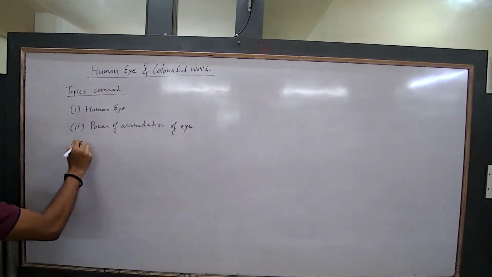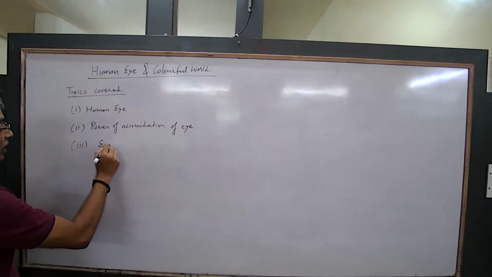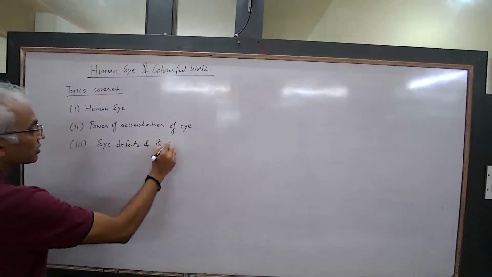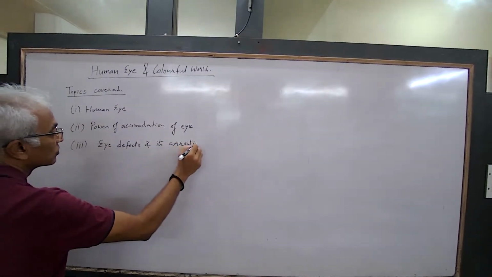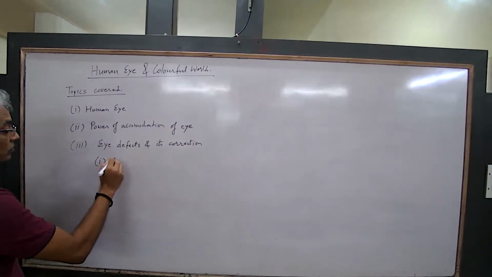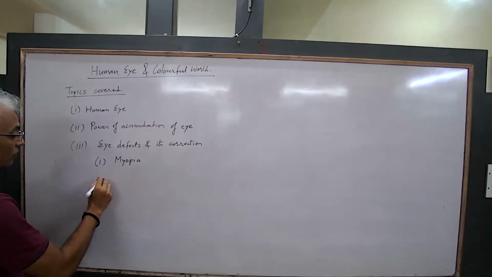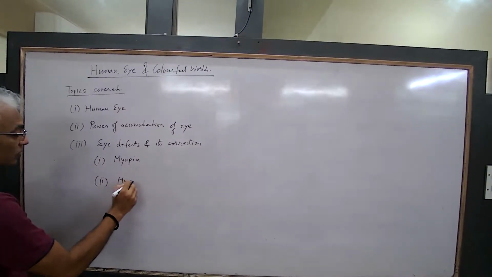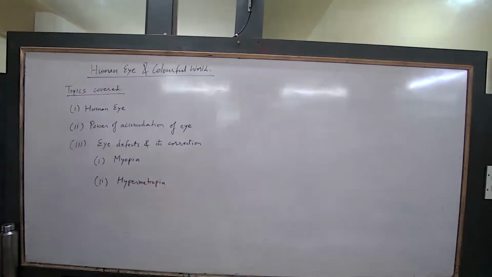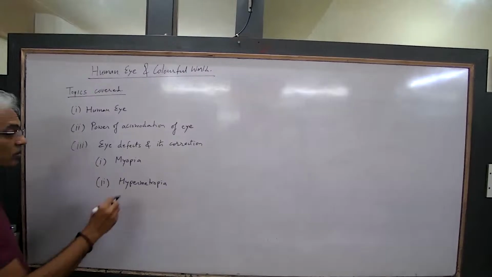Then we have covered eye defects and its correction. In this we have covered myopia, then hypermetropia. These two we have covered in the sense what is the defect, how to correct it. Both have been done. So what is the defect here?